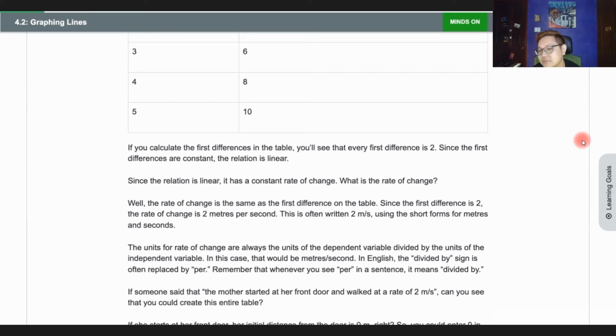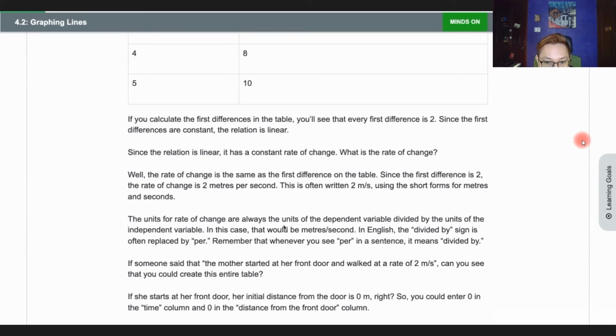Units for rate of change are always the unit of the dependent variable divided by the unit of the independent variable. In this case, that would be meters/second. In English, the divide by sign is often replaced by the word per.